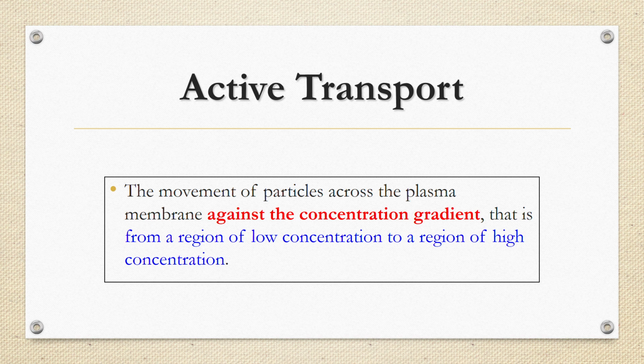Okay, now we change into another type of transport, and that is called active transport. It is different from the three transports that we have discussed just now, because those three are under passive transport. Active transport involves the movement of particles across the plasma membrane against the concentration gradient, from a region of low concentration to a region of high concentration.